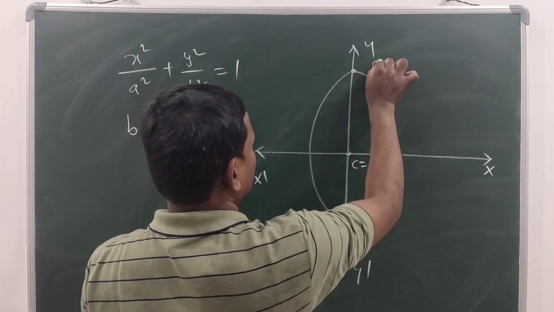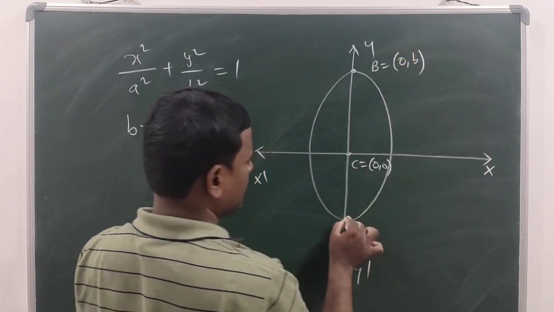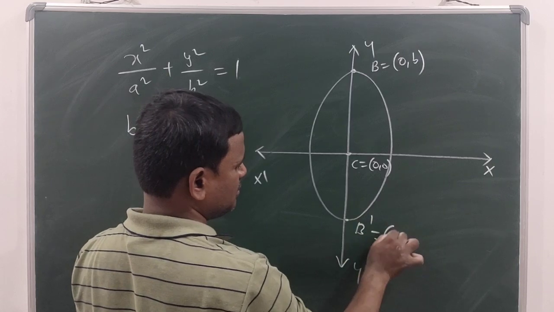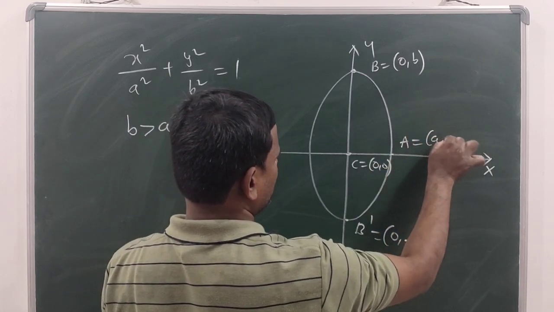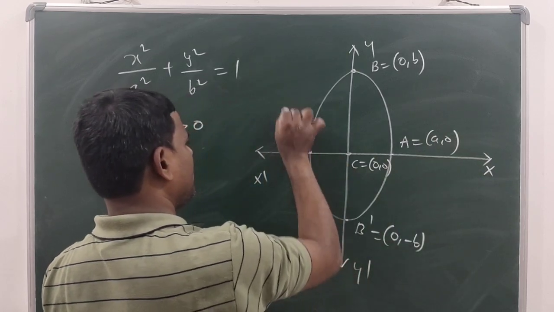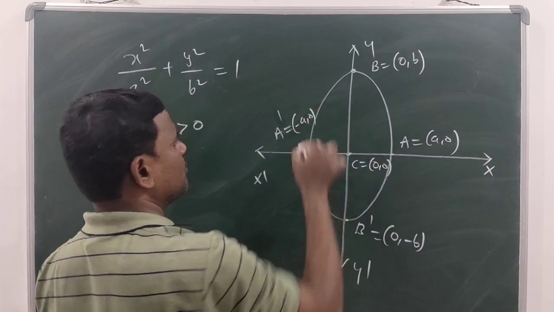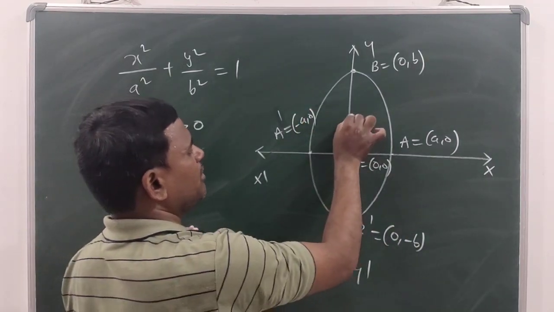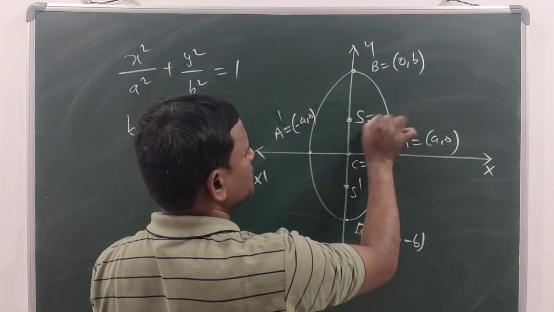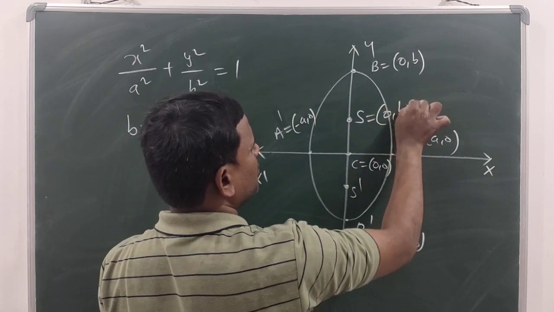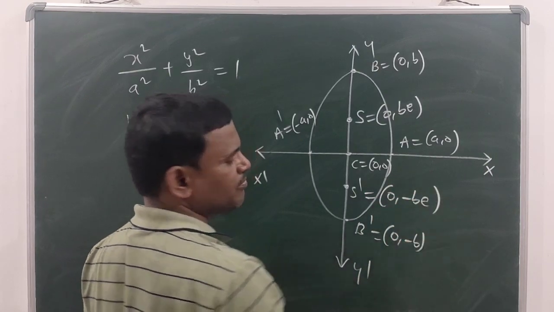Here this is B, 0 comma b, and B dash, 0 comma minus b. And here it is a comma 0 and A dash, so minus a comma 0. And here you will get one focus, here you will get one more focus, S and S dash, whose coordinates are 0 comma be and 0 comma minus be.